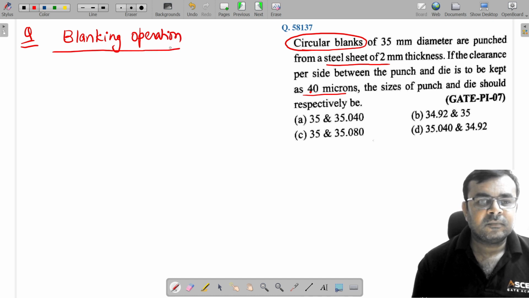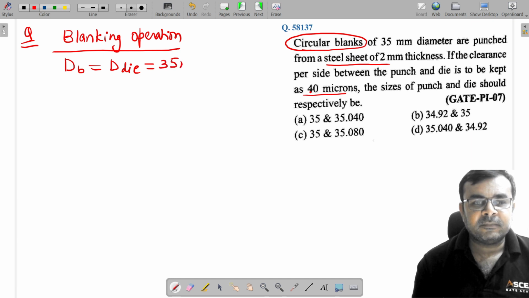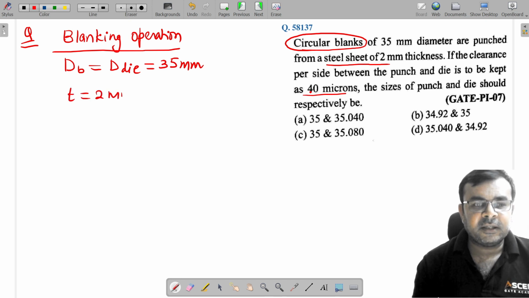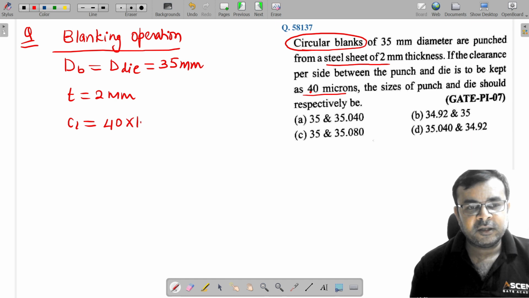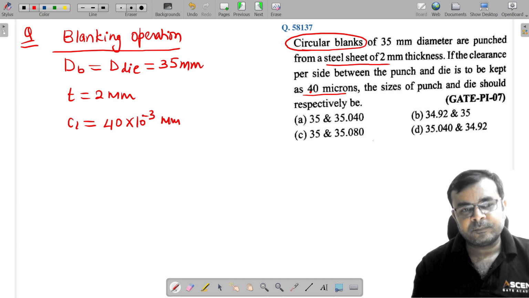Is it clear? And the diameter of the blank is already given here, which is equal to the diameter of the die, and this is equal to 35 mm. Is that right? Punched from the steel sheet thickness. Thickness is given, that is 2 millimeter. If the clearance per side between the punch and the die, per side means this is a radial clearance, is to be kept 40 microns. This is already given here, 40 microns, 40 into 10 power minus 3 millimeter.